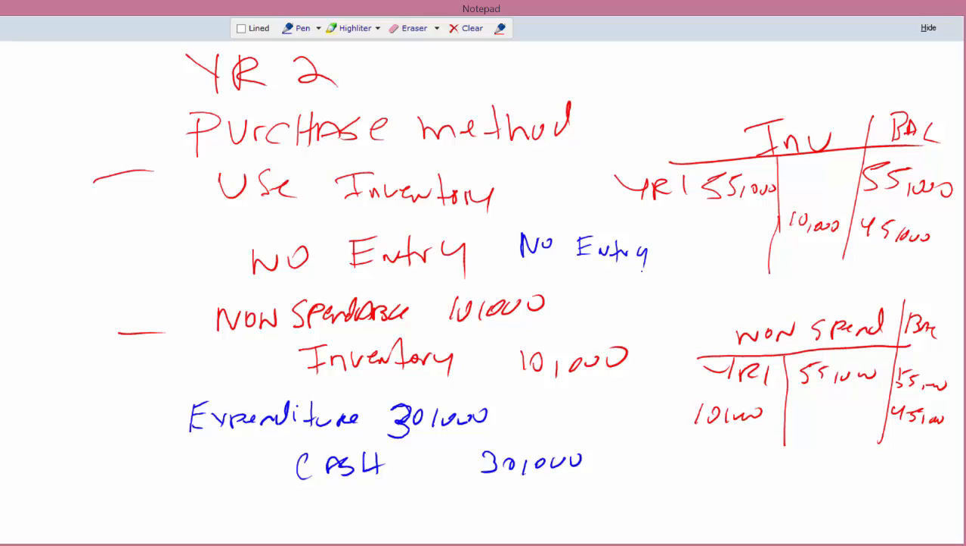What do I do? I sit there and I debit the inventory for $20,000. I credit the non-spendable for how much? $20,000. Everything's matching again, isn't it? Okay. So yeah, you'd have to count to see what you have left. If you've increased, adjust up. If you've decreased, adjust the inventory down, adjust the non-spendable down, right?